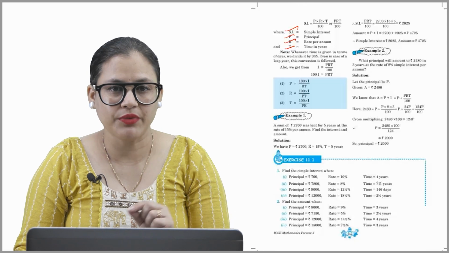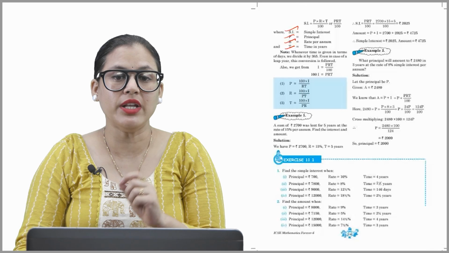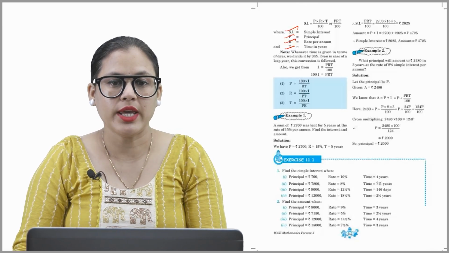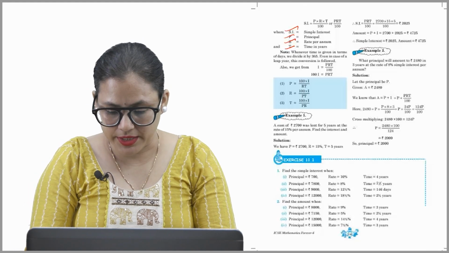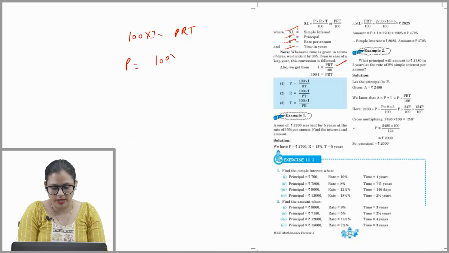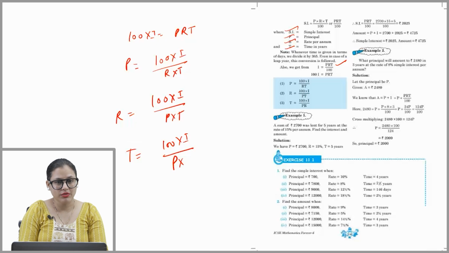Note, whenever time is given in terms of days, we divide it by 365, right? And even in case of a leap year, this conversion is followed. Also, we get from this formula 100 into I is equal to PRT. So, if you have to find the P, the formula is 100 into I, that is interest, upon RT. If you have to find the rate, 100 into I upon P into T, and if you have to find the time, 100 into I upon P into R, right?